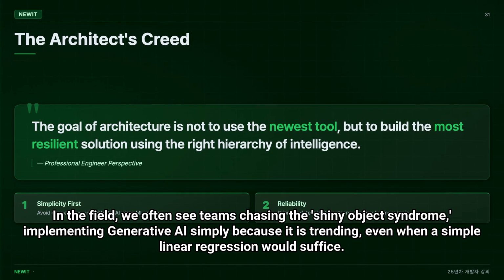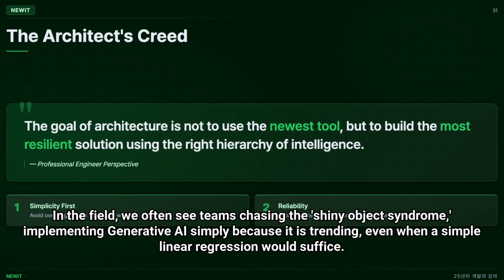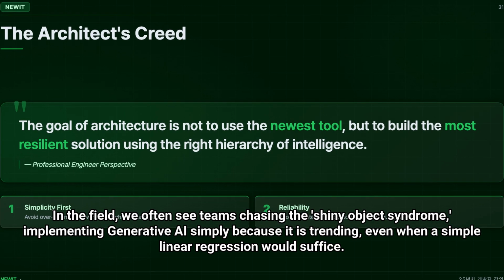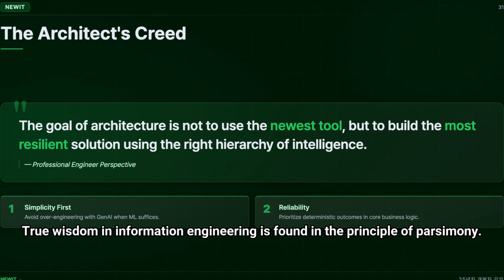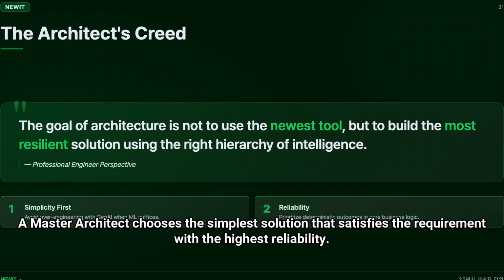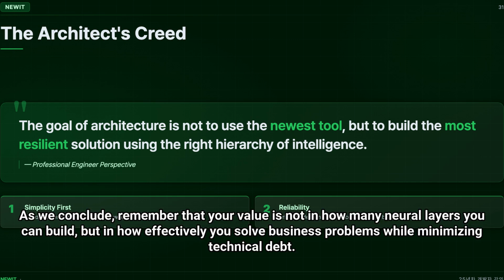In the field, we often see teams chasing the shiny object syndrome, implementing generative AI simply because it is trending, even when a simple linear regression would suffice. True wisdom in information engineering is found in the principle of parsimony. A master architect chooses the simplest solution that satisfies the requirement with the highest reliability. As we conclude, remember that your value is not in how many neural layers you can build, but in how effectively you solve business problems while minimizing technical debt.